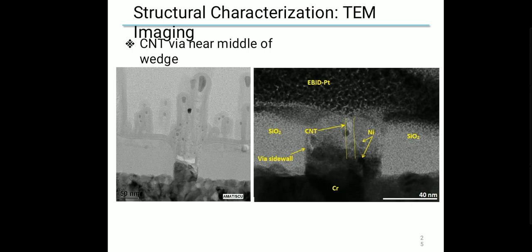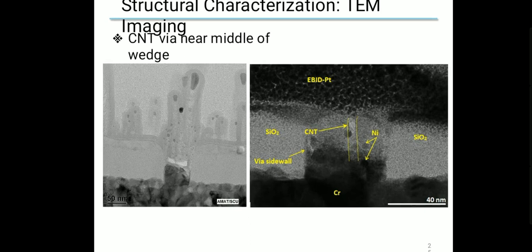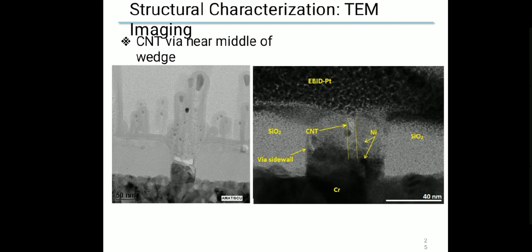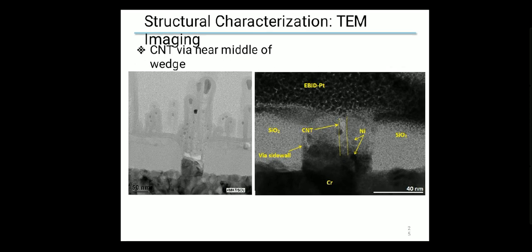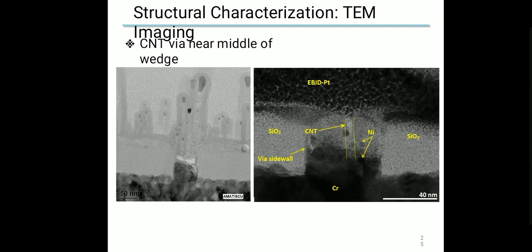Structural characterization of TEM. TEM means transmission electron microscopy. So this is the transmission electron microscopy. CNT near middle of wedge via means it interconnects with the middle of wedge. We can clearly see in the picture that the CNT is interconnected with the wedge of the chromium and a bit PT, silicon dioxide side walls. All these are seen in lithography.